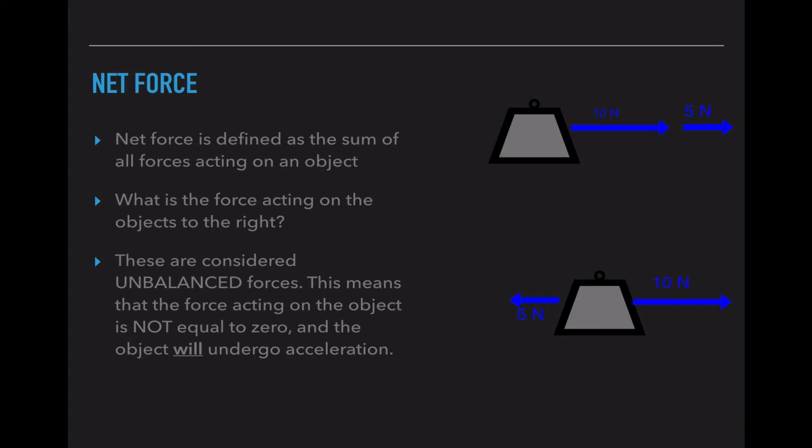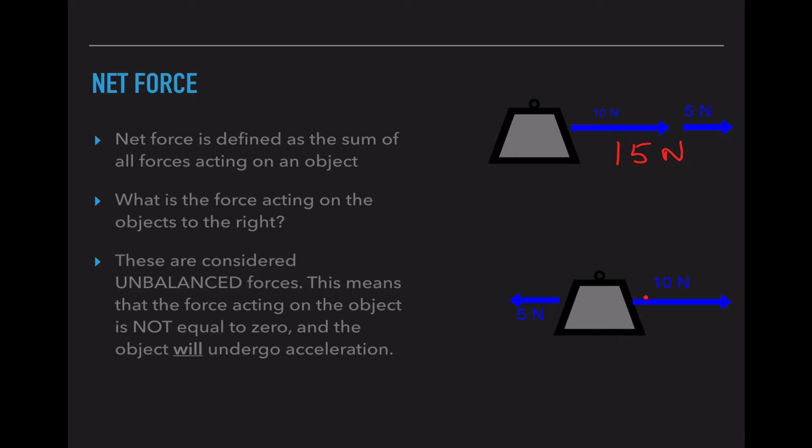So we have to understand the idea of net force, and net is just a fancy math way of saying total force. So net force is defined as the sum of the forces acting on an object. The two objects that we have acting to the right have two different amounts of total force. Okay, the top one, we have 10 newtons going to the right, and we have 5 newtons going to the right. This net force has a value of 15 newtons.